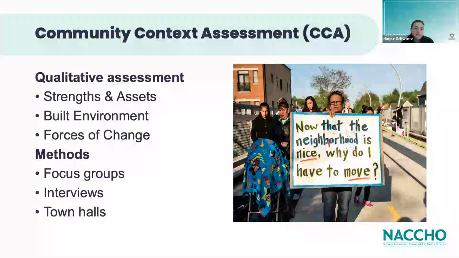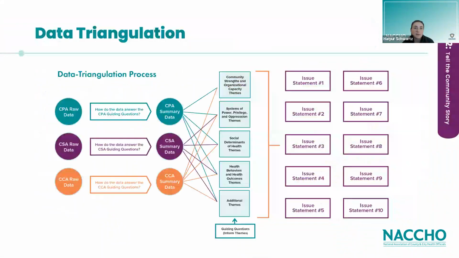So the community context assessment includes qualitative methods such as focus groups, key informant interviews, walking or windshield tours, document review, asset mapping, and a whole lot more. So that's a brief overview of the community context assessment. And now we will talk about data triangulation.